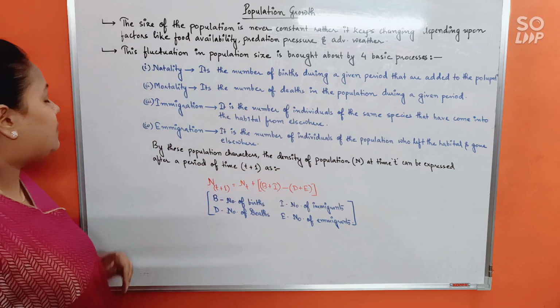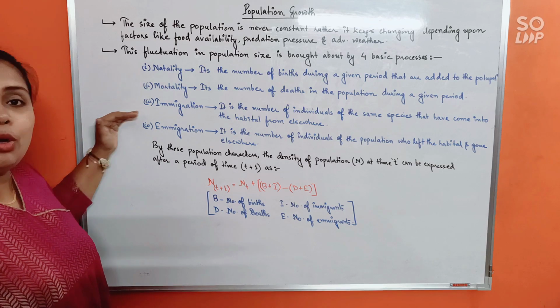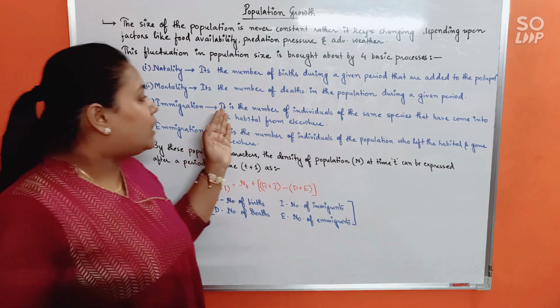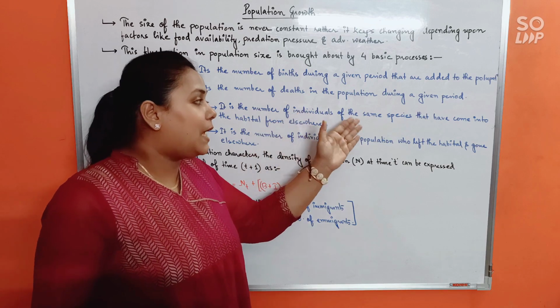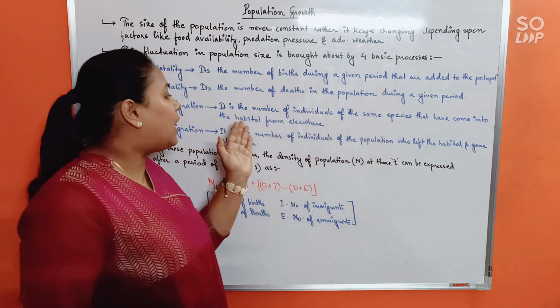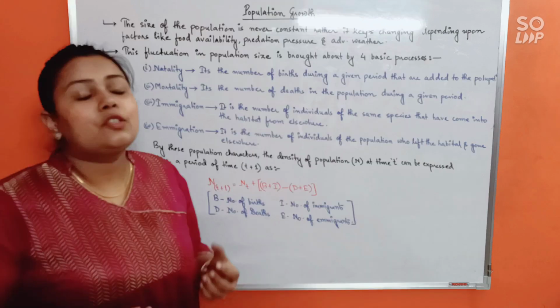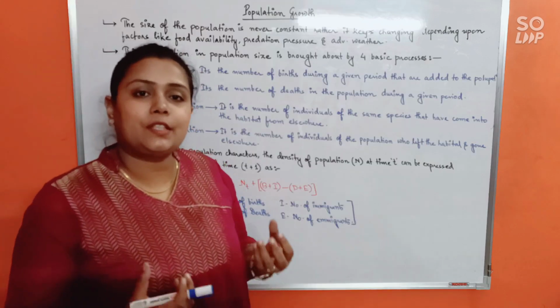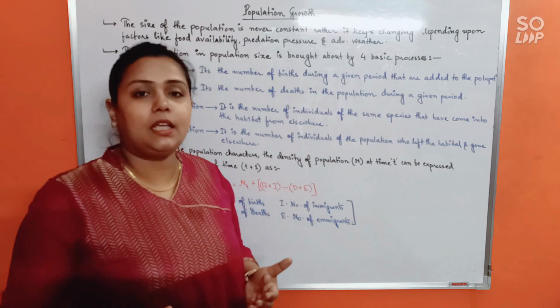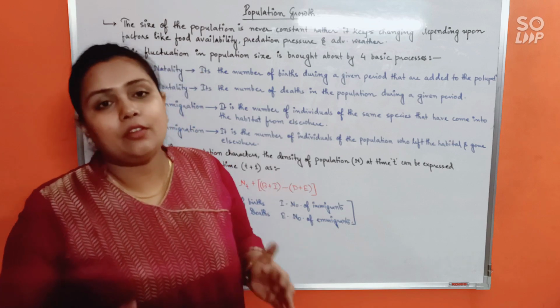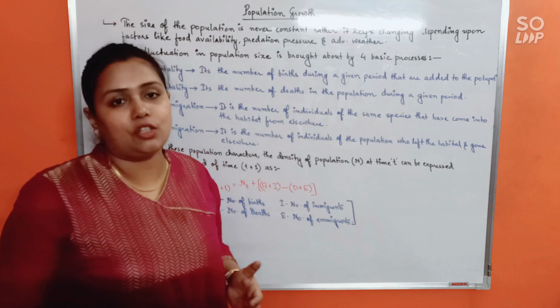Next, immigration. All of you know the meaning of this. It's the number of individuals of the same species that have come into the habitat from elsewhere. So if a few members of the same species move into a habitat, they would be referred to as immigrants. They would add up to the population density.